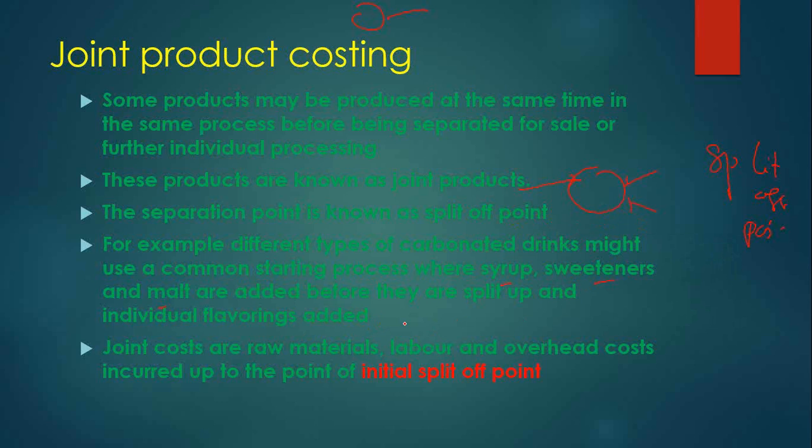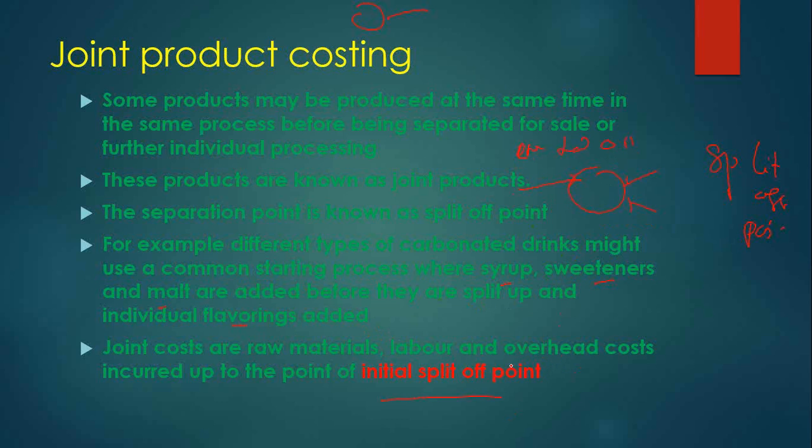So it's a good example. One raw process, and from the process they get one particular thing, and at that point they split it up, putting in various individual flavoring. So joint costs are basically the raw material cost, the labor cost, and the overhead cost, up to the initial split off point.